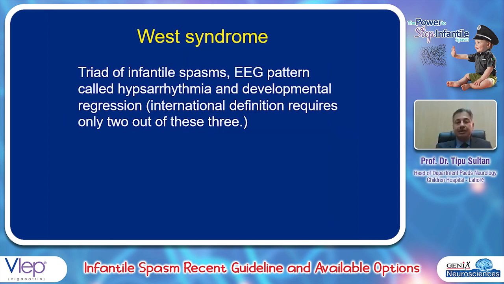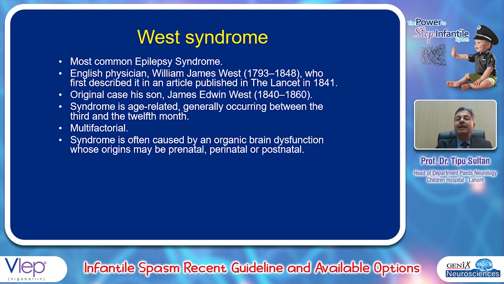So by definition, infantile spasm and West syndrome are now more or less synonymous terminologies. Traditionally, a triad of infantile spasm, a specific EEG pattern called hypsarrhythmia, and developmental delay or regression is called West syndrome. I frequently interchange these two terminologies during my presentation for the ease of my audience, so you should not be confused between infantile spasm and West syndrome, because nowadays these are interchangeable terminologies. It is one of the most common epilepsy syndromes in early childhood, in the early infantile age group.